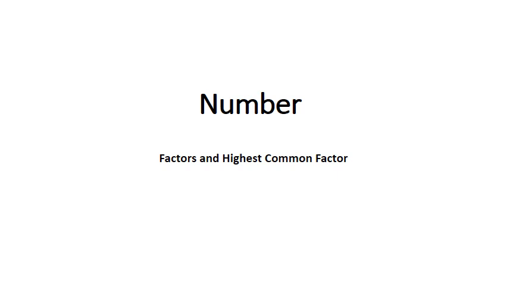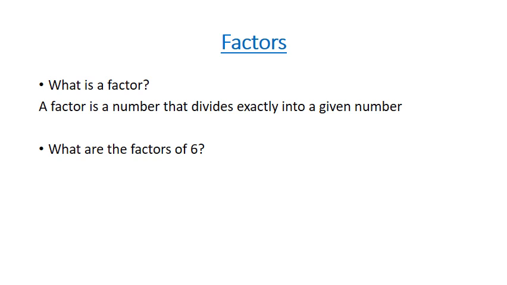This video tutorial looks at the mathematical strand of number, and more specifically we're going to focus on what a factor is and how to determine a highest common factor of two numbers. So first thing we need to know is what is a factor. Basically, a factor is a number that divides exactly into another number.